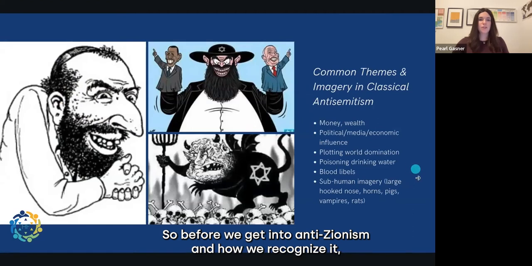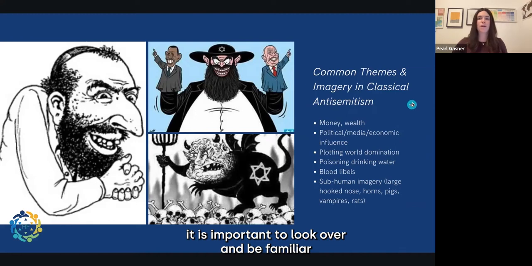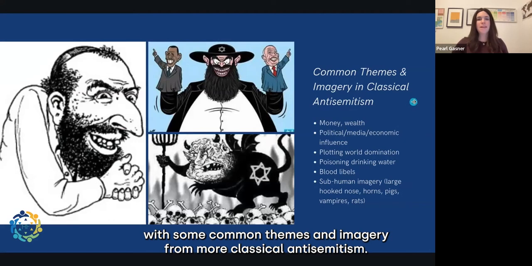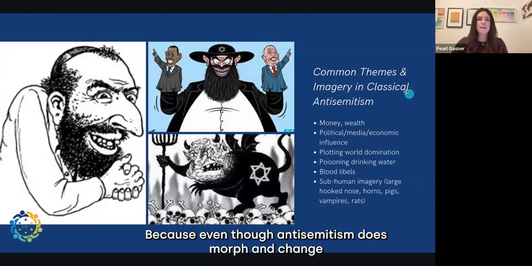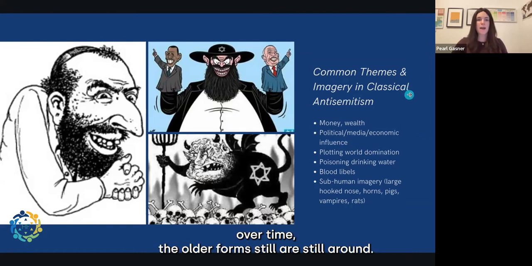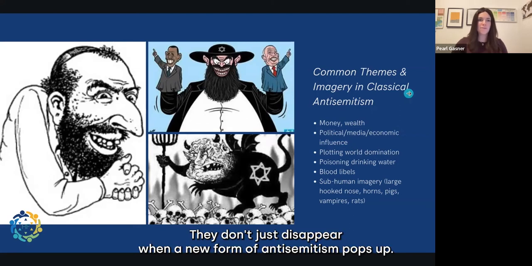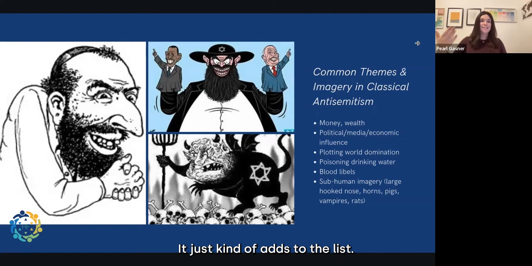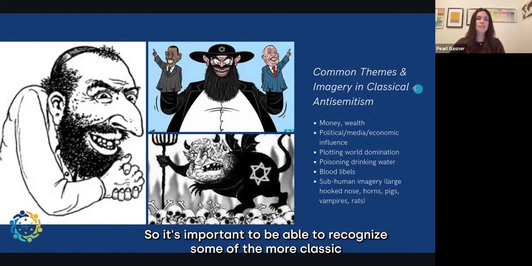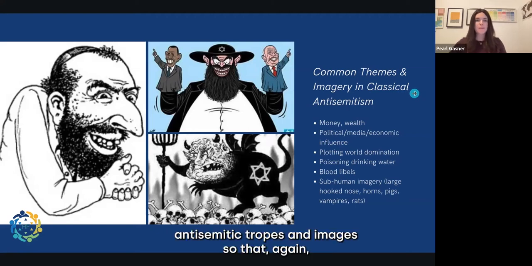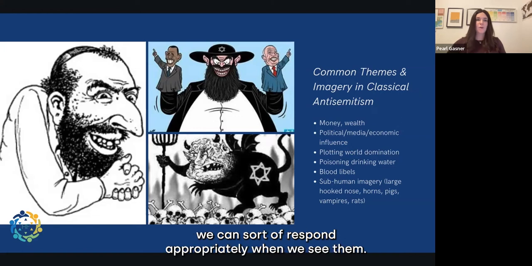So before we get into anti-Zionism and how we recognize it, it is important to be familiar with some common themes and imagery from more classical anti-Semitism, because even though anti-Semitism does morph and change over time, the older forms are still around. They don't just disappear when a new form pops up. It just adds to the list. So it's important to be able to recognize some of the more classic anti-Semitic tropes and images so that we can respond appropriately when we see them.